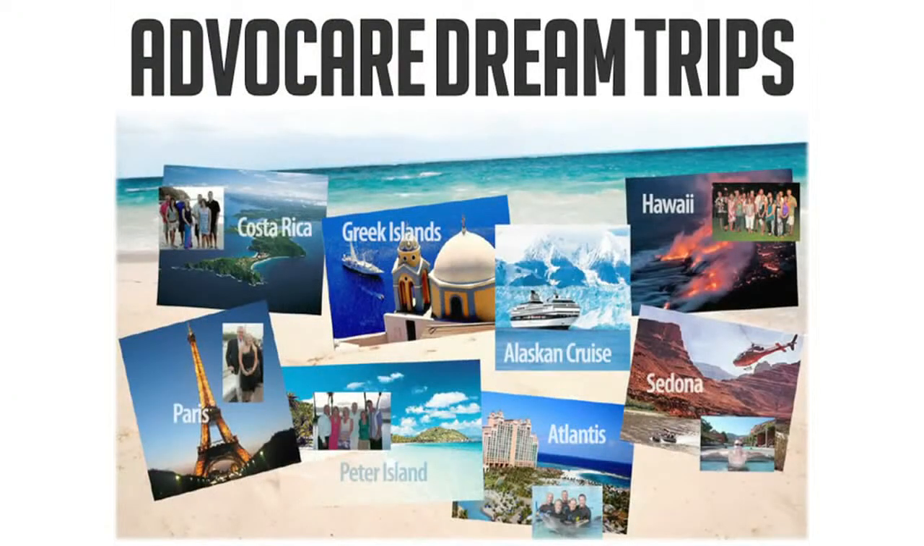Guys, AdvoCare does amazing trips to Hawaii, Alaska, the Greek islands, Paris, Costa Rica. I mean, the trips are amazing. And we always have a major incentive trip going on twice a year. And so once you get to the advisor level, now you're eligible for all your efforts to start counting towards those rookie bonuses and towards those trips.